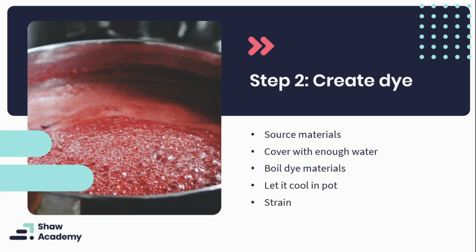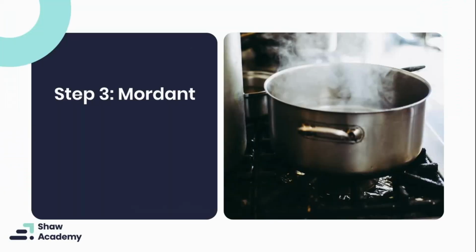You can do this by using a strainer or a sift over a bucket. Carefully pour the contents of the pot over the strainer. Store this dye until you are ready to use it. The nice thing about using natural materials is you can dispose of the plant material in your compost pile if you have one. Step 3 is to mordant your fabric.